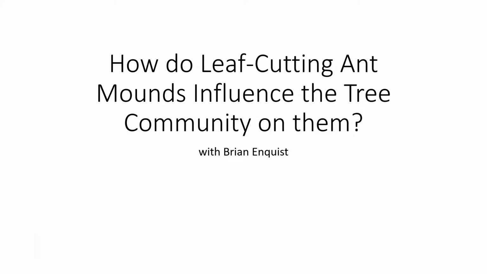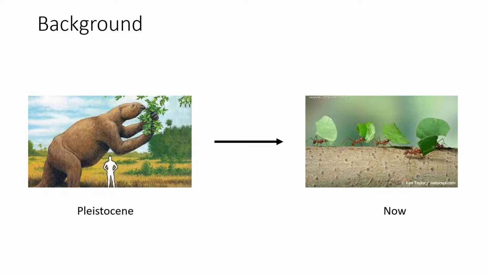I was looking at how leaf cutting ant nest mounds influence which plants or trees can grow on them. So first, as a background, until about 10,000 years ago, the end of the Pleistocene, there were a lot of big mammals, a lot of herbivores, so plant eaters, on the whole world, like this giant sloth. Then humans spread, and that's probably why a lot of those super big animals went extinct. And so now in the Americas there were no big herbivores left.